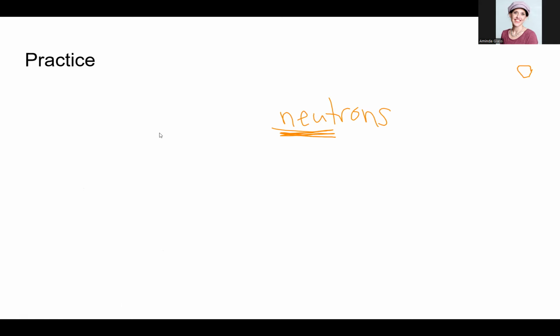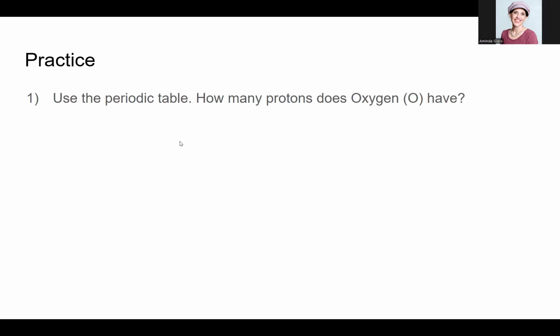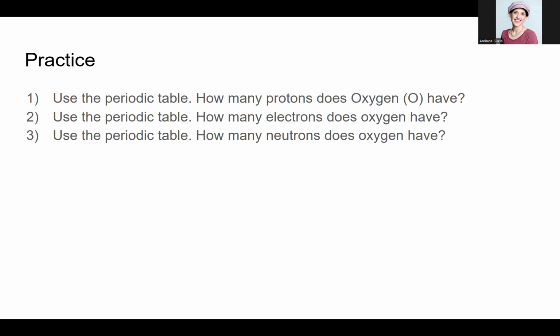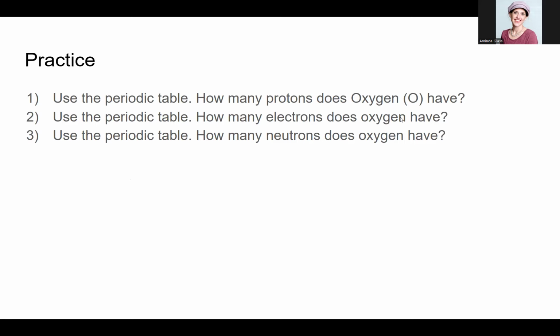Let's do some practice. Again, pause your screen. And then try to answer this and then come back and see if you have it right. So if we use the periodic table, how many protons does oxygen have? How many electrons does oxygen have? How many neutrons does oxygen have? So let's answer these questions first.